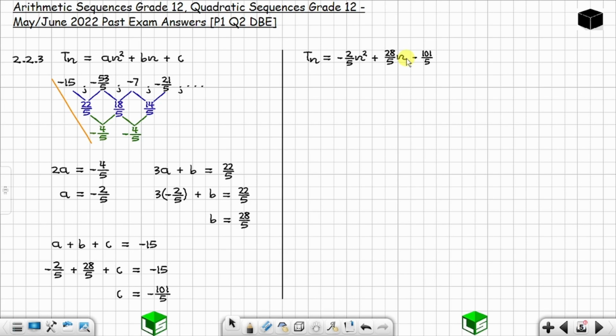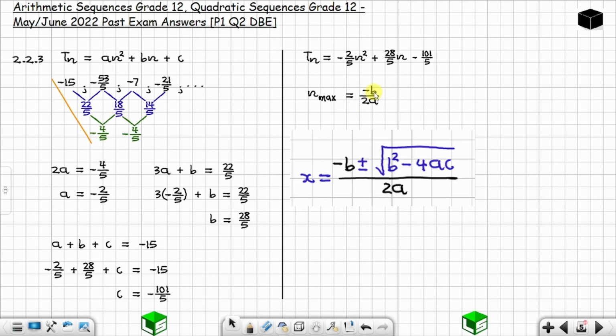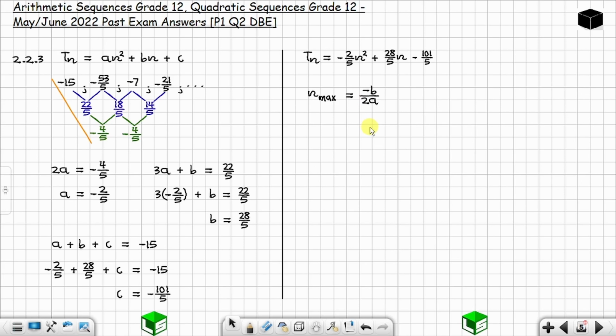There is another way. You can use this formula from the quadratic formula. I'm going to call it n maximum, n max, and it is equal to negative b over 2a. This part, negative b over 2a, is obtained from the quadratic formula. You plug this n maximum inside the original equation, and then you have your maximum value in this quadratic number pattern.